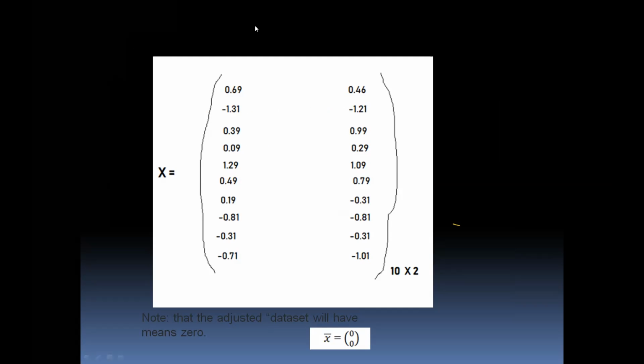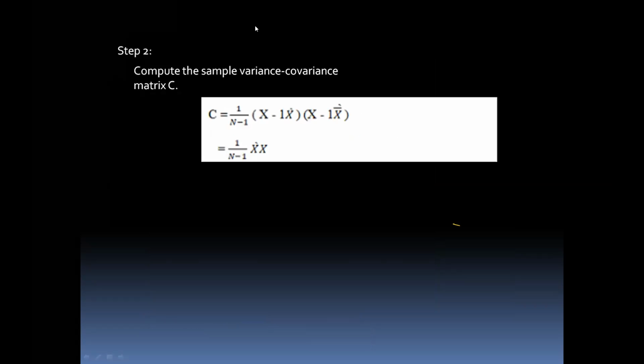We are trying to make the data with zero mean. What is our second step? We have to calculate the covariance of the particular data, right? What is the formula for the covariance?